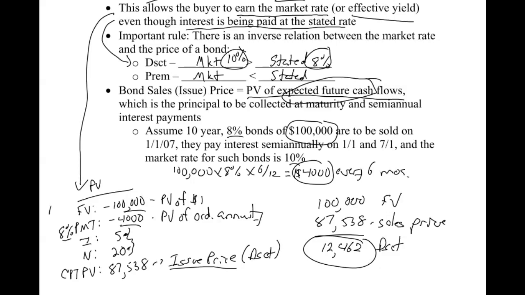The bond, it's putting it on the market with the discount or the premium, making it to where the investor will earn the market rate. Now, if it would have been a premium, it will get some number over 100,000. We'll see that in a minute.